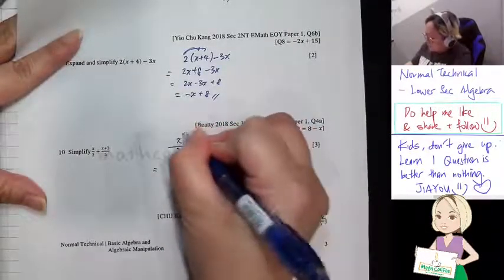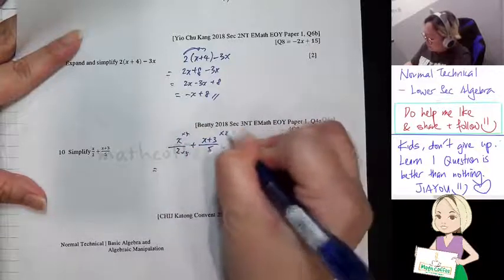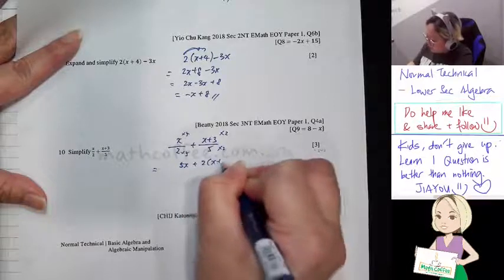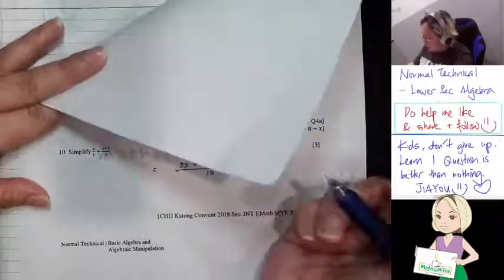Okay, so we will have times 5, times 5, times 2, times 2. So we will have 5x plus 2 times x plus 3, the whole thing over 10.